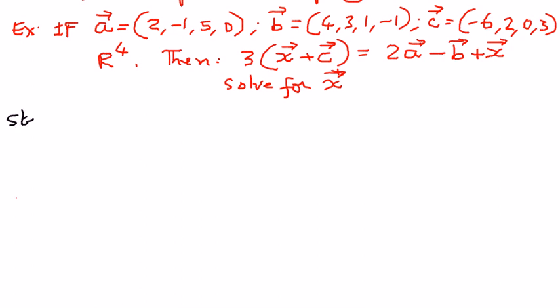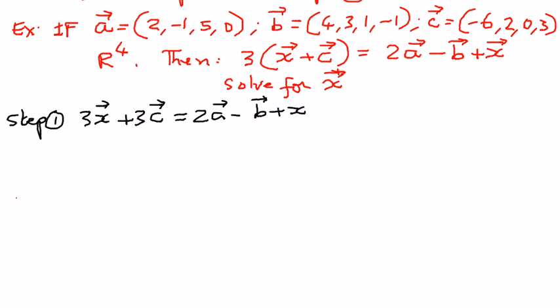Step number 1. In algebra we know how to find the value of the variable. So we have x's on both sides of the equation, so we'll bring the x to one side of the equation. The way to do that is as follows. We're going to distribute the 3 to every one of the terms on the left hand side. So 3 times x plus 3 times vector c is equal to 2 times vector a minus vector b plus vector x.